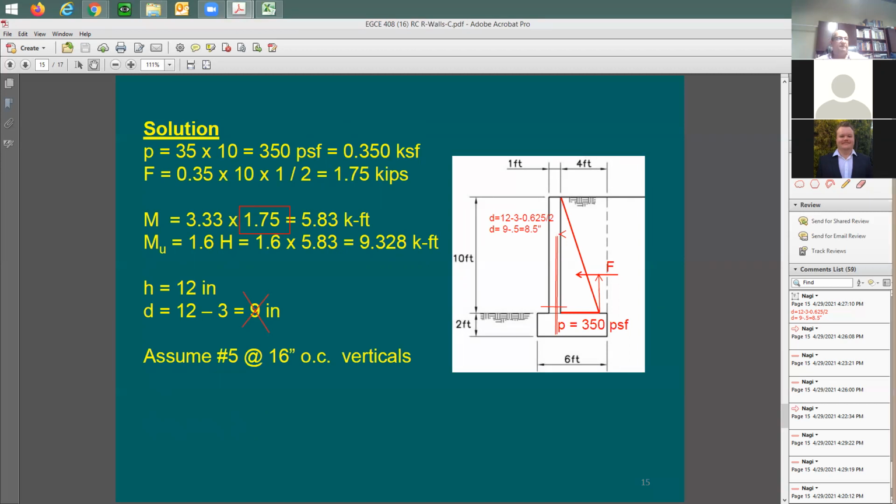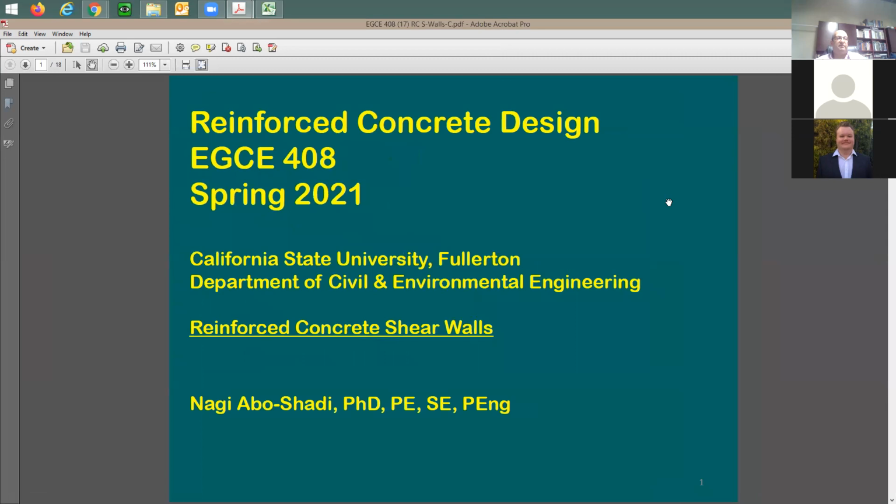Now the last slide said it's going to be about shear walls. But when you open the code, the ACI again, it doesn't say shear wall.